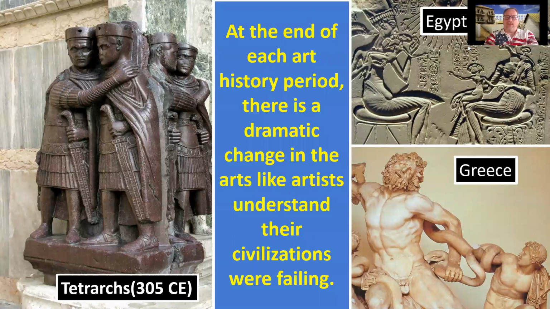Now, as we ended off last time, at the end of each art history period or time period from the historical period, there's a dramatic change in the way the arts and the artists understand and show their artwork. Whether that's the Egyptian civilization, the Hellenistic period of ancient Greece, or the very end of the Greek civilization when we look at the tetrarchs and we move toward the falling down of the imperial program.